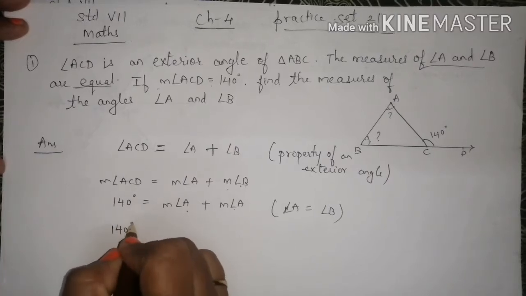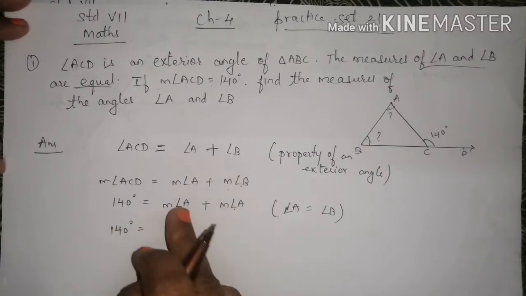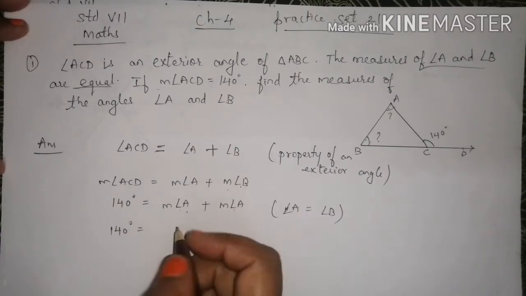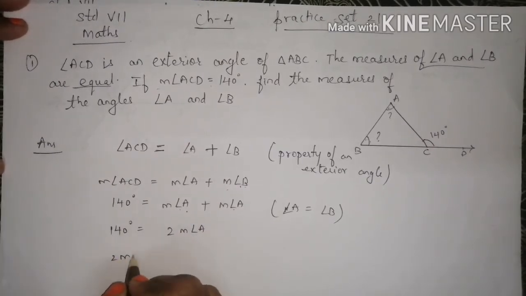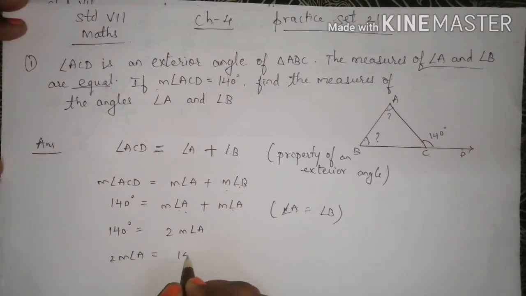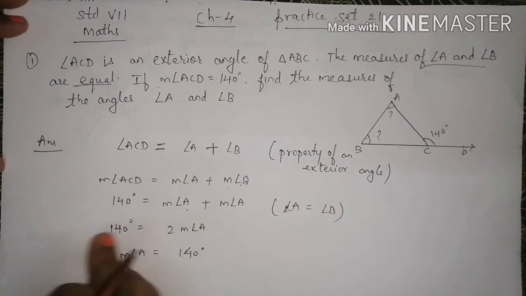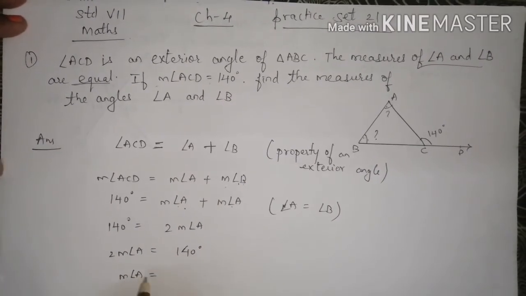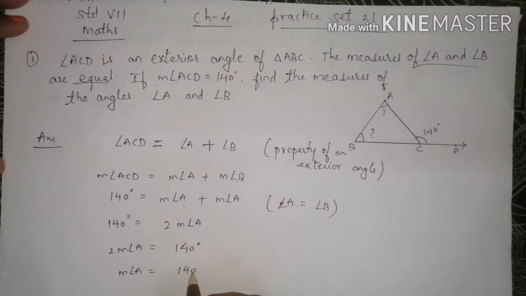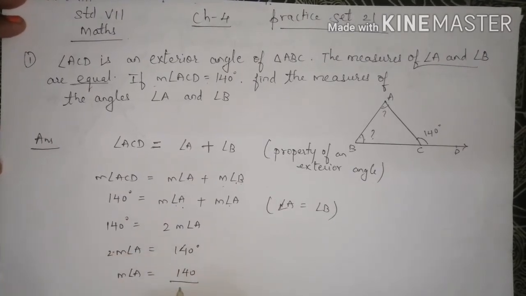Now 140 degrees is equal to measure of angle A plus measure of angle A. It will be 2 times measure of angle A. Now 2 times measure of angle A is equal to 140. I have just interchanged their places. So measure of angle A we have to find. Measure of angle A I'll keep as it is, 140. This multiply by 2 will come to this side and become divide.